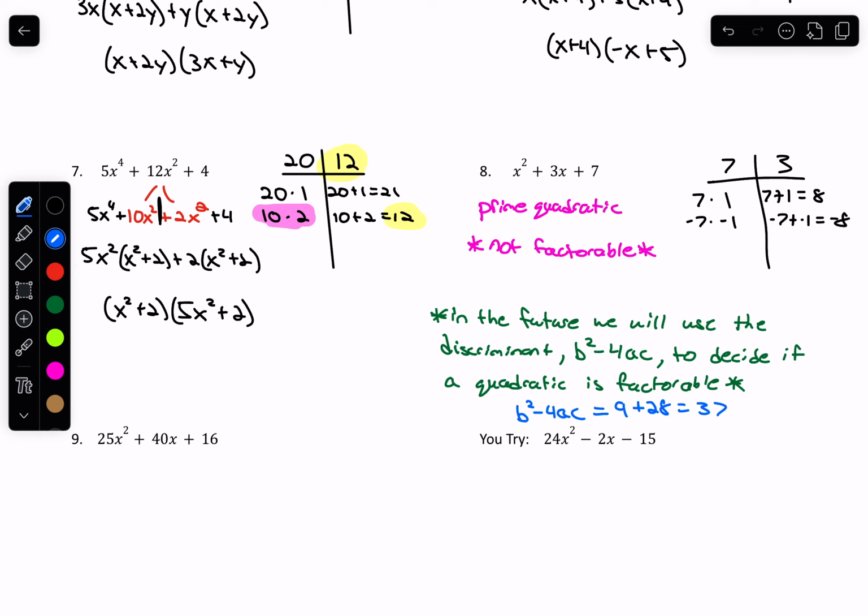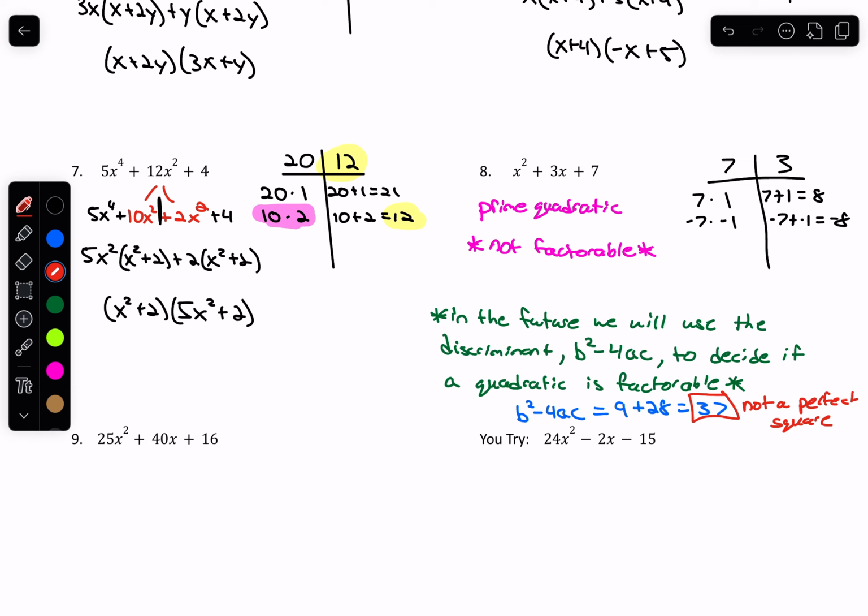The reason this is not factorable is that the discriminant, this 37, is not a perfect square. So in order for a quadratic to be factorable, the discriminant needs to be a perfect square. And in this case, we get 37, which is not. You don't need to know all that yet. Our process of trying to make a t-chart and failing already told us that this is not factorable.